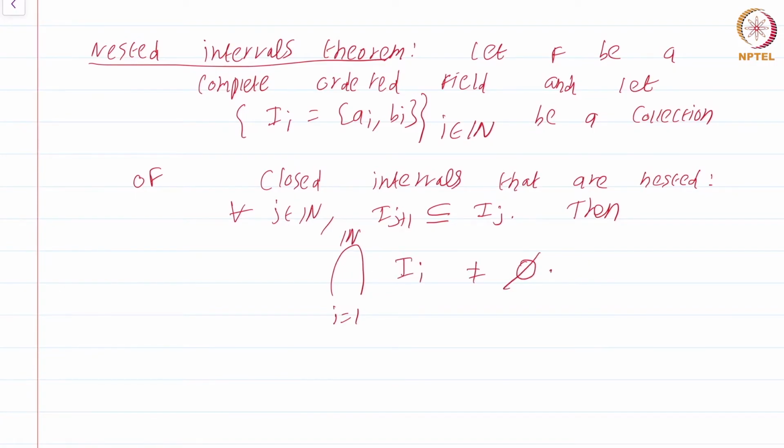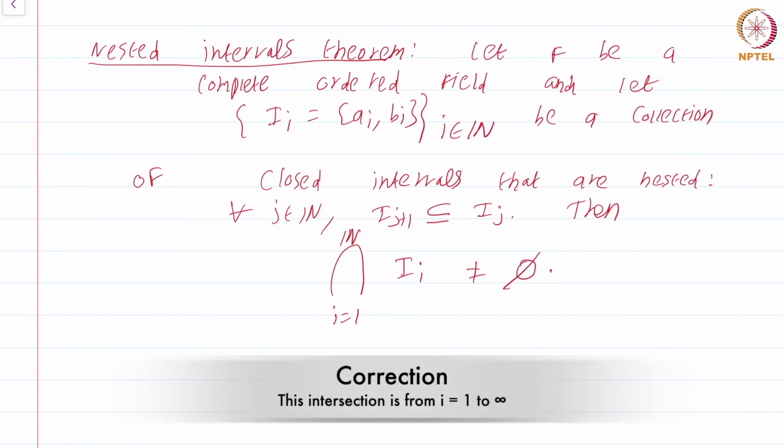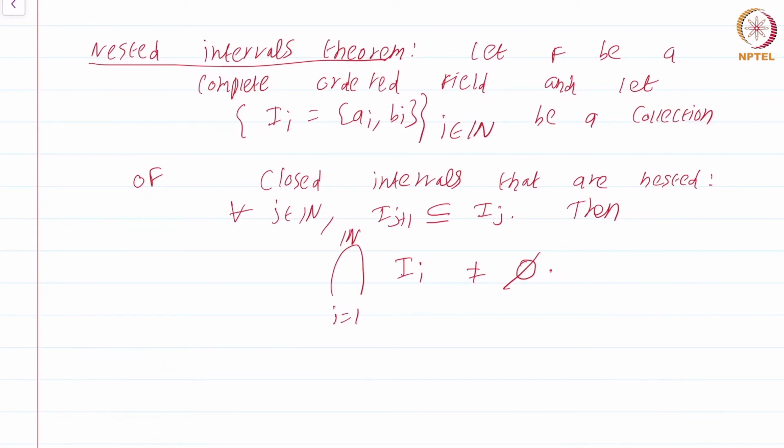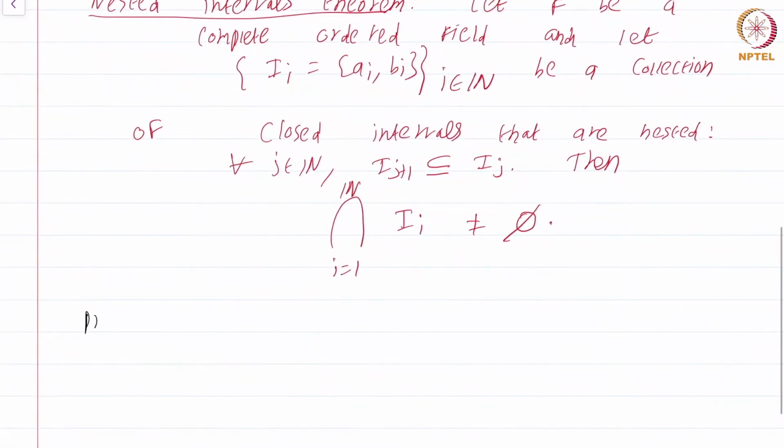So what this says is I have a collection of closed intervals parameterized by the natural numbers, and that is very crucial. Then it turns out that when I take the intersection of all these intervals, I get the empty set. I don't get the empty set, sorry. I completely reversed the conclusion. I don't get the empty set. Proof.